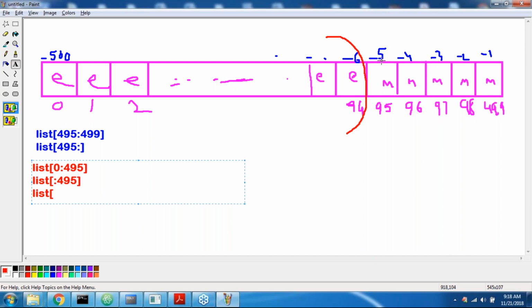What is the negative index, right? Minus 5. Okay, negative index means minus 5. So here 0 to minus 5 you can specify. Okay, sir, simply colon minus 5 we have to specify.